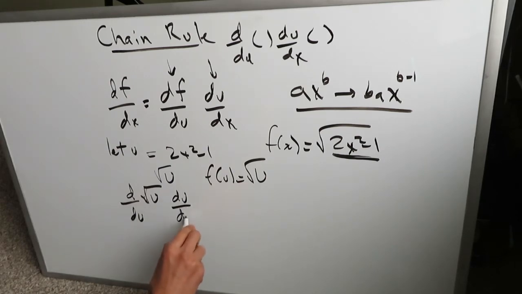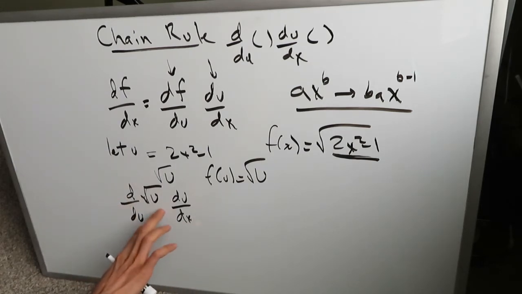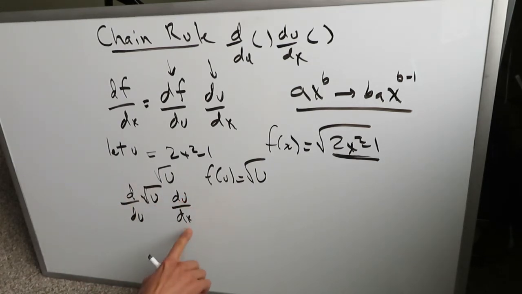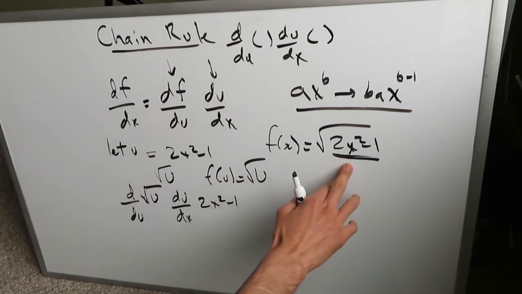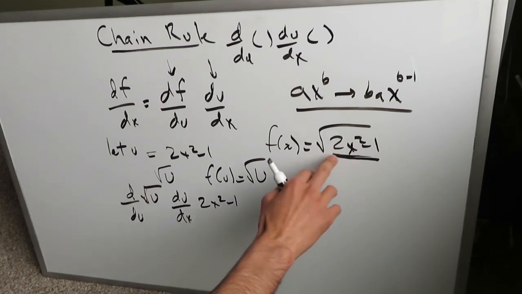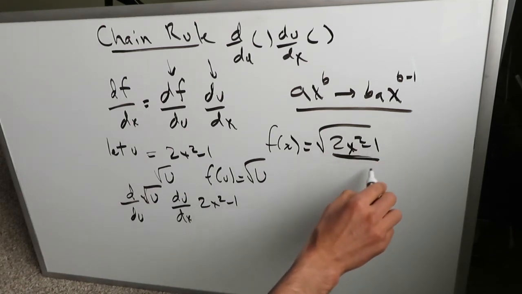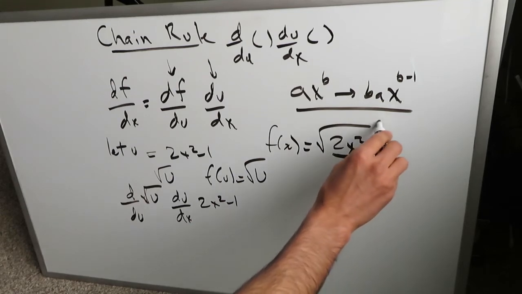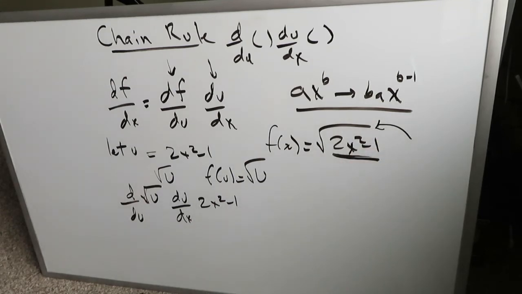Alright, du over dx, where we now look at just the derivative with respect to x. The first part was a derivative with respect to u. The second part is your derivative with respect to x. And here you just plug in the underlying part of the radical. Remember, this is a composite function which came from two parts. The first part was this 2x squared minus 1, and the second part alone was the radical.